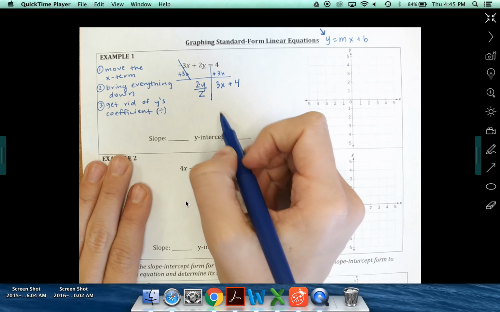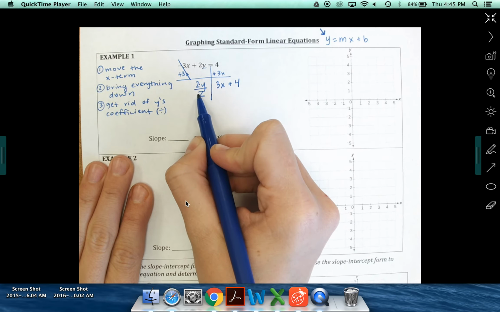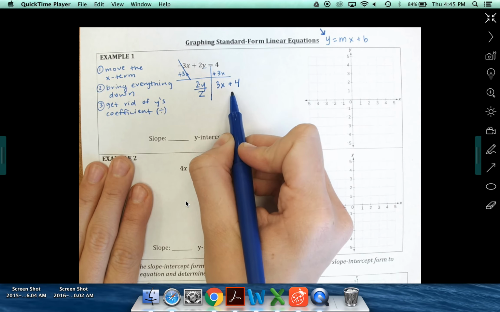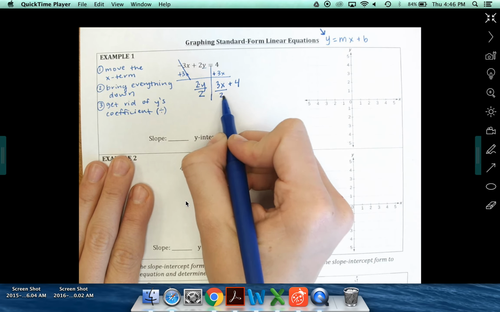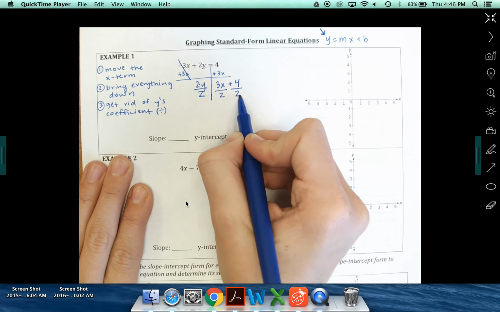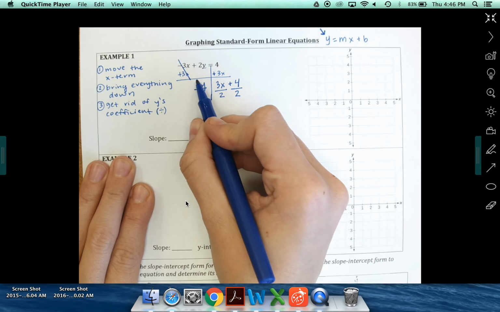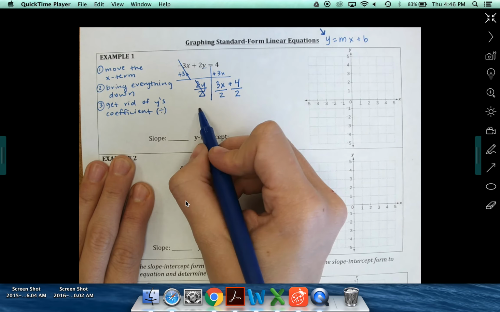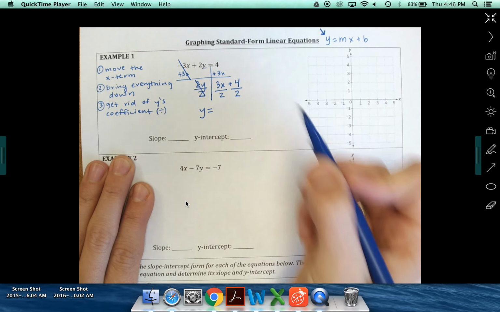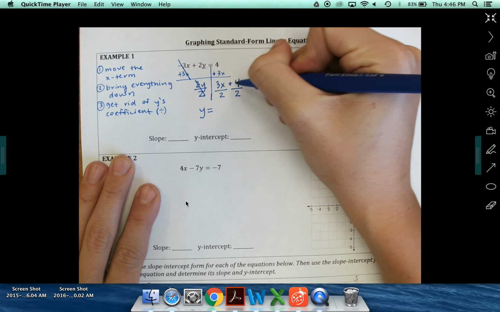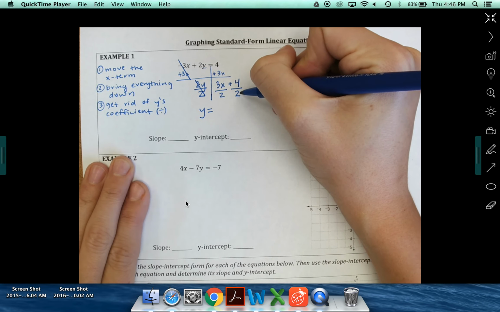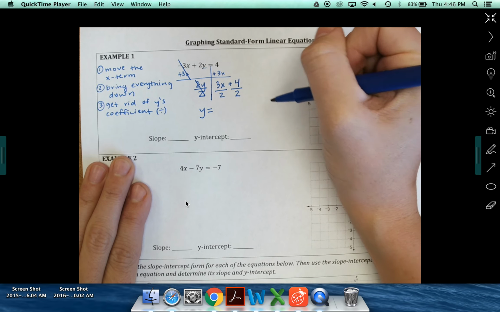Now the catch here, remember, if I do something on this side, I have to do it on this side. When you do it over here, you have to divide everything by 2. So I divided this by 2, so that will cancel. I'm left with y. Now I've got 3x over 2 and 4 over 2. I divided both terms by 2.